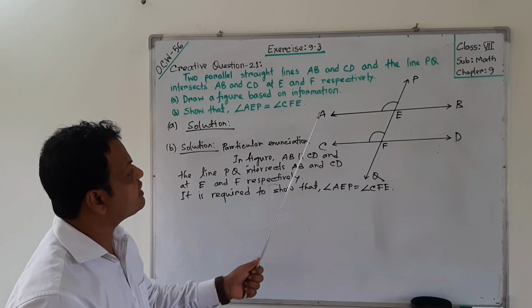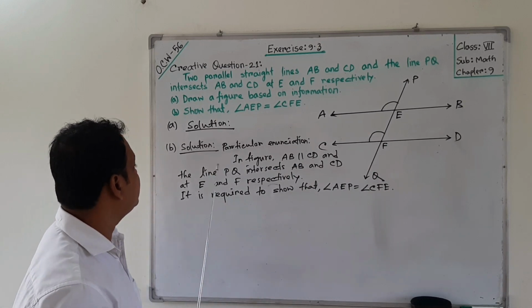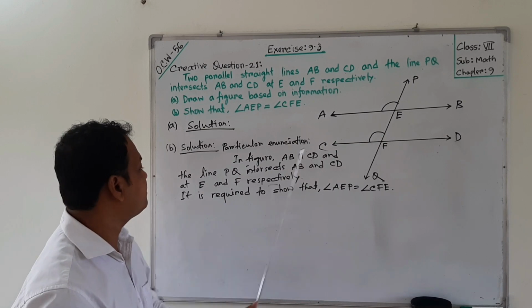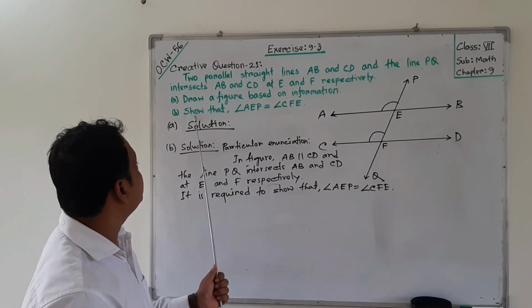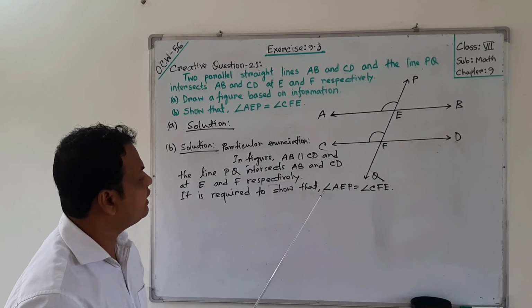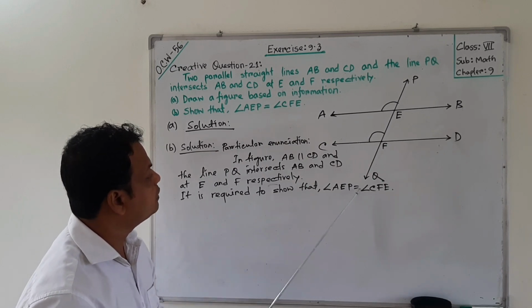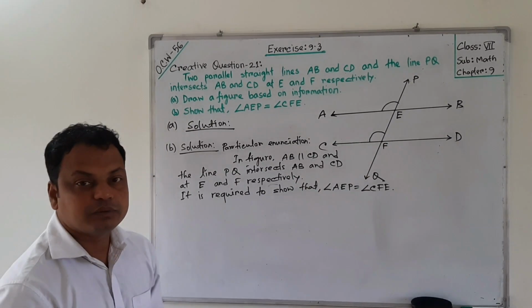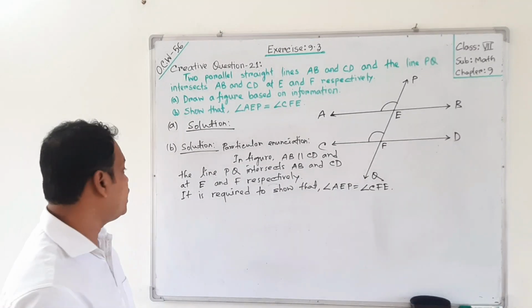In figure AB parallel CD, AB and CD are parallel, and the line PQ intersects AB and CD at E and F respectively. And in B number we have to show, it is equal to show that angle AEP equals angle CFE. So this is the thing we have to show. Now we write proof.